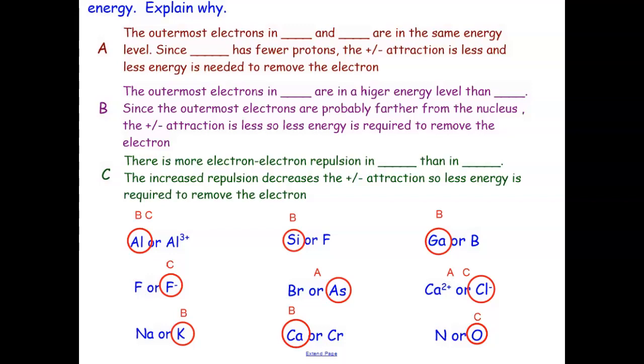And you can take a look at the others. Notice that calcium 2+ and Cl minus have the same number of electrons, and so it is nuclear charge. And for the very last one, when we're comparing nitrogen or oxygen, that's the one that's the exception.